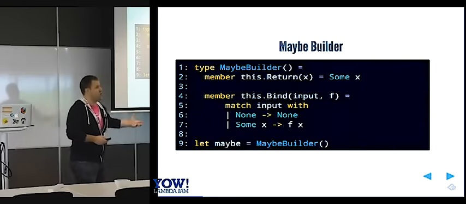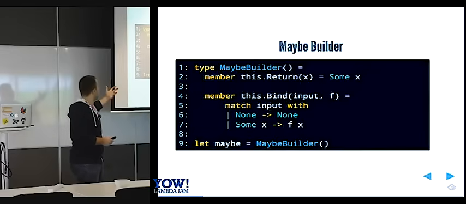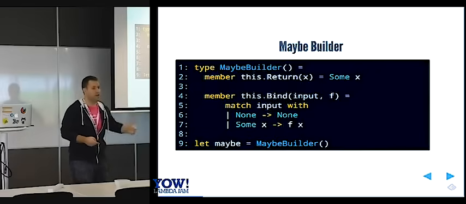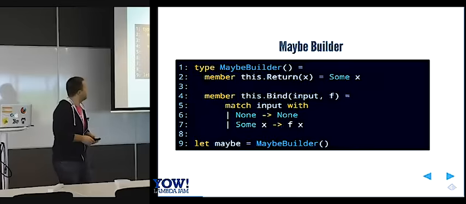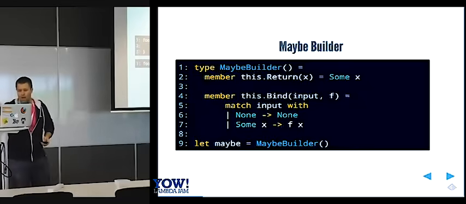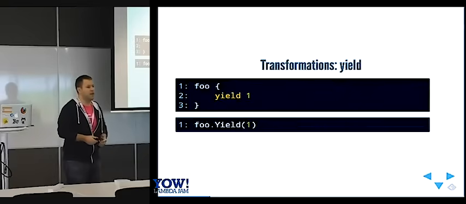And so those of you who are familiar with do syntax from Haskell or for expressions from Scala will be already familiar with sort of how this is put together. It's a very similar thing. And we've got obviously the normal suspects, bind and return. There's actually a whole bunch of different transformations that the F# compiler will do.